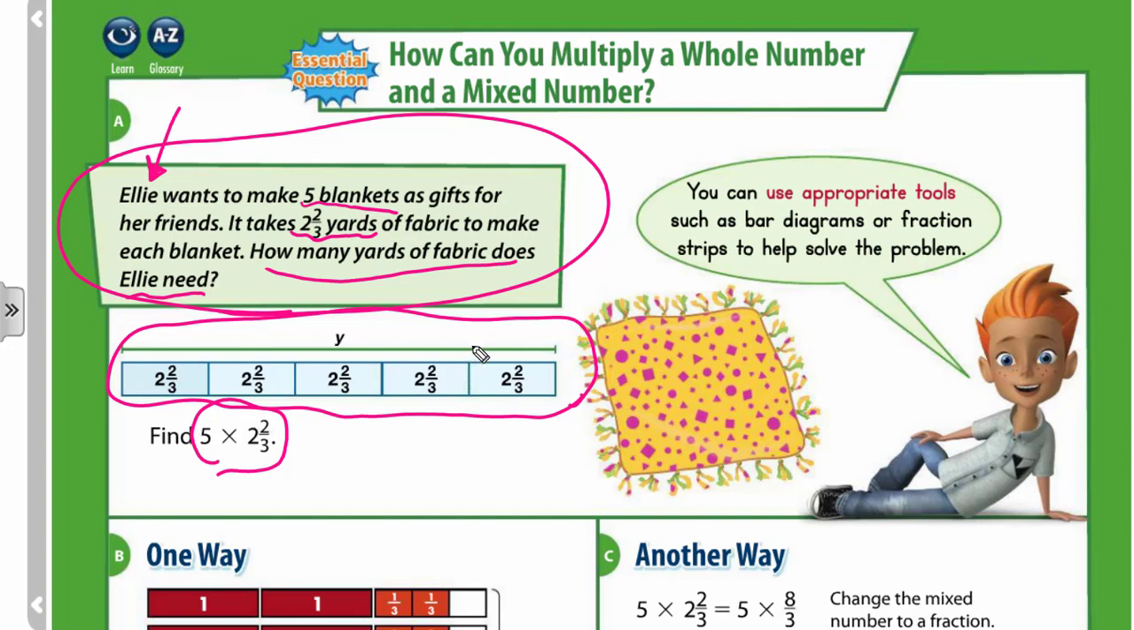Okay. To do so, we have two ways to multiply a whole number by a mixed number. But before I start, I want to remind you about something very, very important.